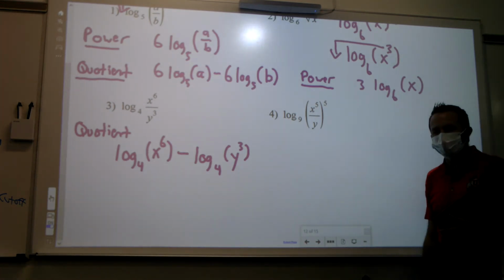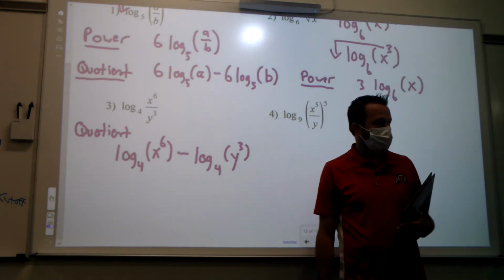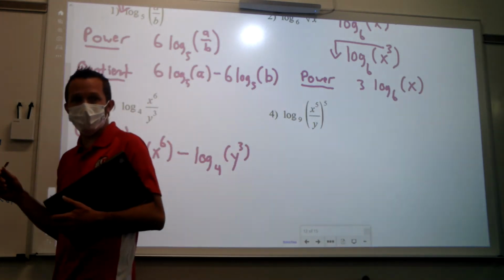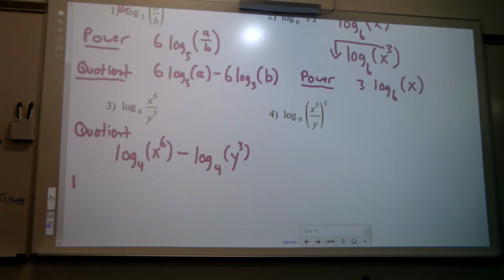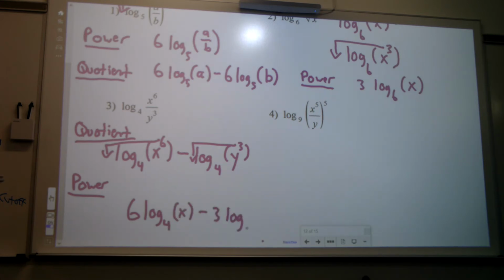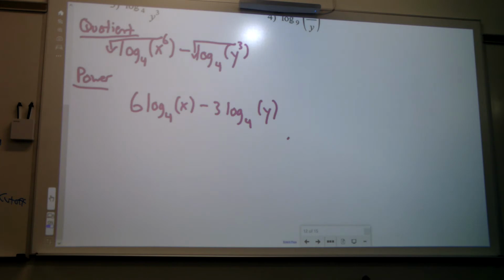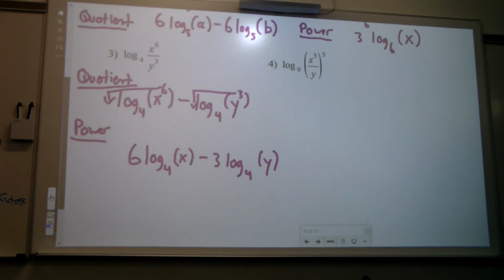Now, what can I still do? What's my next layer? They both have exponents, right? Or powers, so that would tell us to use the power property. Just take that 6, bring it down in front here. 3, bring it down in front there. Okay, can everyone see what I did there?